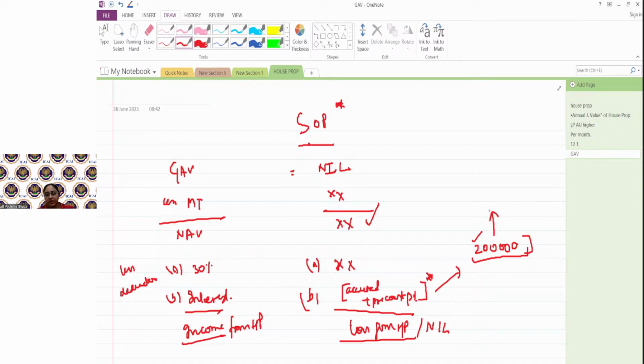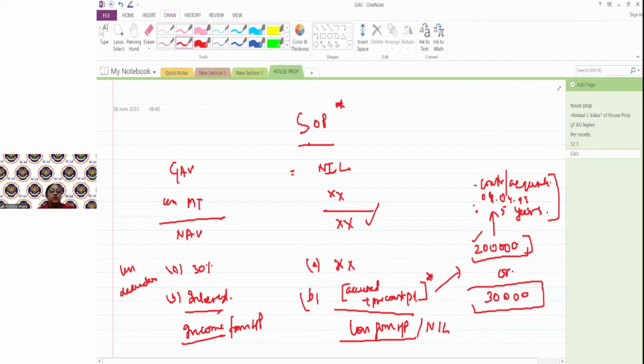It's a condition thing, and the conditions, my friend, are that the loan is taken for the purpose of construction or acquisition. Number one, the loan is taken after 1st April 1999, which in your case most likely will be, and the construction is completed within 5 years from the end of the financial year in which the loan was taken. If these conditions are fulfilled, only then the 2 lakh limit applies. If these conditions are not fulfilled, then the ceiling of interest is 30,000.